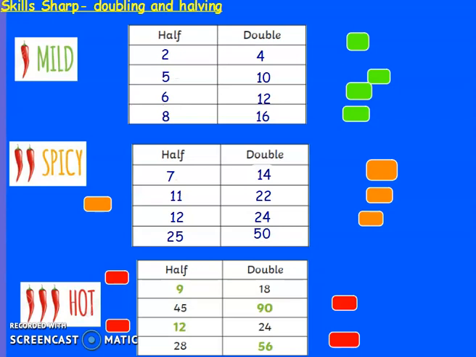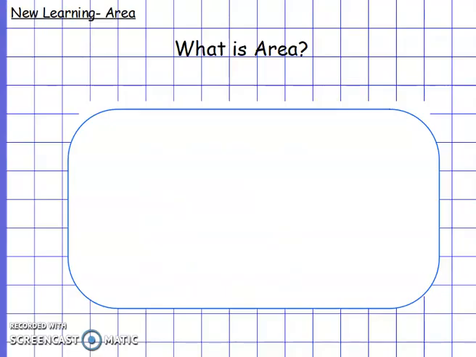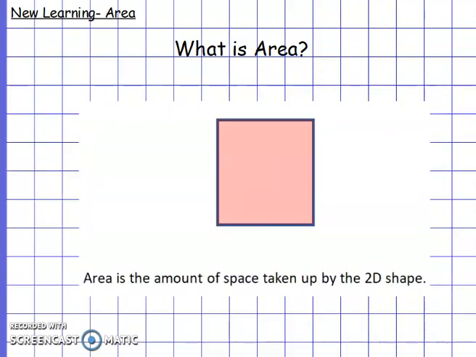Pop your pencil down, give your hand a rest. Sit back and listen. Yesterday we started something new in maths. We learnt about what area is. Can you remember? Area is the amount of space taken up by a 2D shape. So it's the measurement of the inside of the shape, the space it takes up.